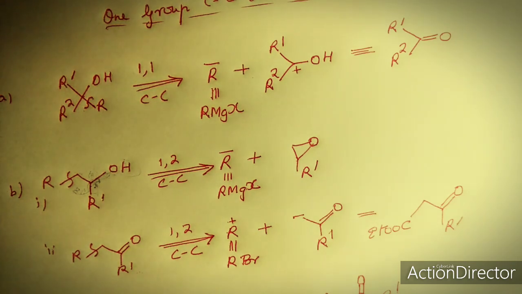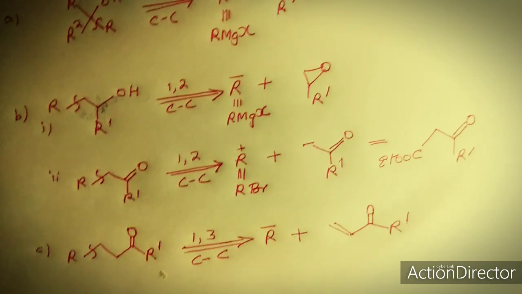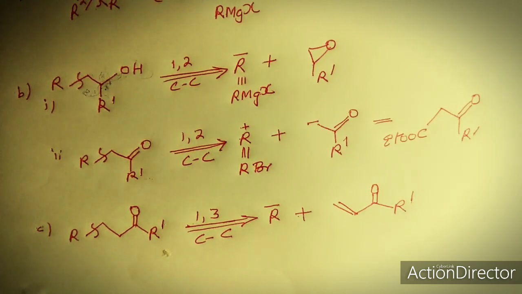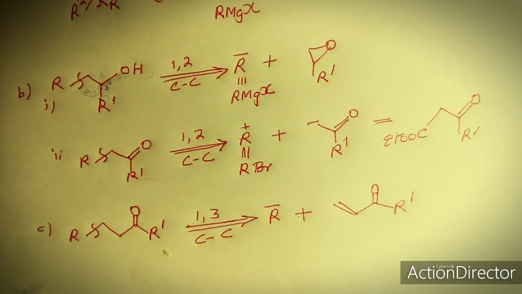Now let's see the third type. This was again 1, 2, remember, because we are disconnecting two carbons away from the functional group. Now the case can also be that we disconnect three carbons away from the functional group. That is a 1,3. So this is the functional group. This is the first carbon, second carbon, third. Three carbons away will generate exactly what I was mentioning earlier, that is an enolate.